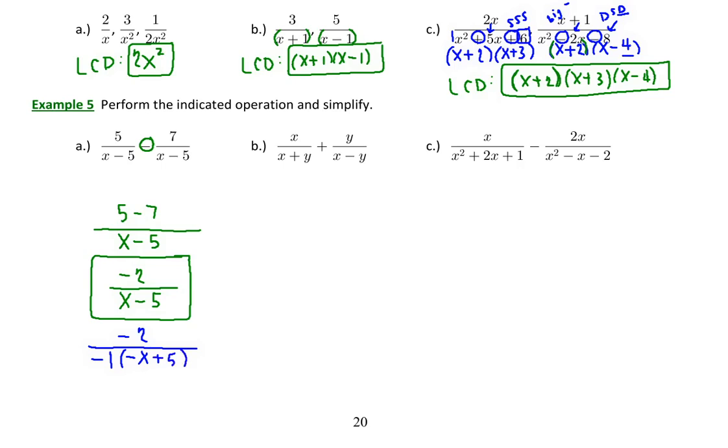Then we can see there's a negative in the top and a negative in the bottom, so those two negatives would make a positive. So this leaves behind a positive 2 in the top and negative x plus 5 in the denominator. But I'm going to rearrange that. I'm going to write it 5 minus x instead.